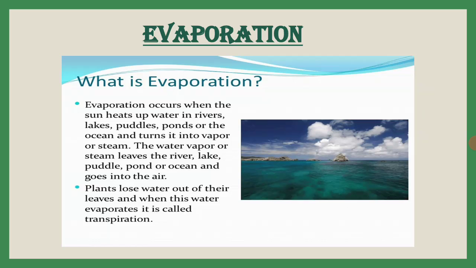Evaporation. What is evaporation? Evaporation occurs when the sun heats up water in rivers, lakes, puddles, ponds, or the ocean and turns it into vapor or steam. The water vapor or steam leaves the river, lake, puddle, pond, or ocean and goes into the air. Plants lose water out of their leaves, and when their water evaporates, it is called transpiration.